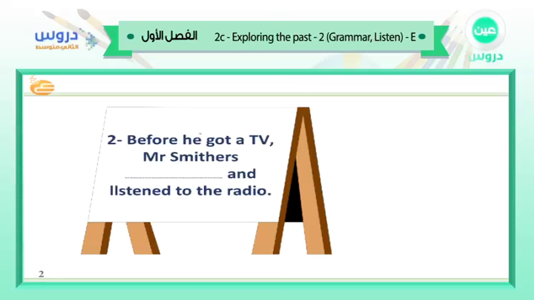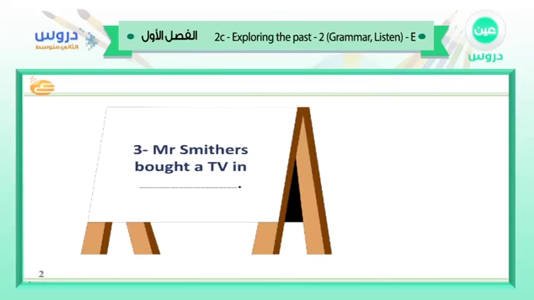Okay, before he got TV, Mr. Smithers blank and listened to the radio. What was he doing? Yes, he read some books, a lot of books. Number three. Mr. Smithers bought a TV in. What do you think? Did you write the date? 1946. Yes, in 1946, Mr. Smithers bought a TV. Okay. Number four. Mr. Smithers bought his first car in 19... Everybody, take some notes. 63. Okay, he bought his first car.